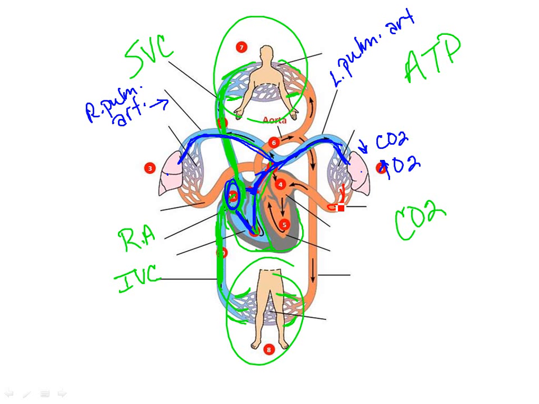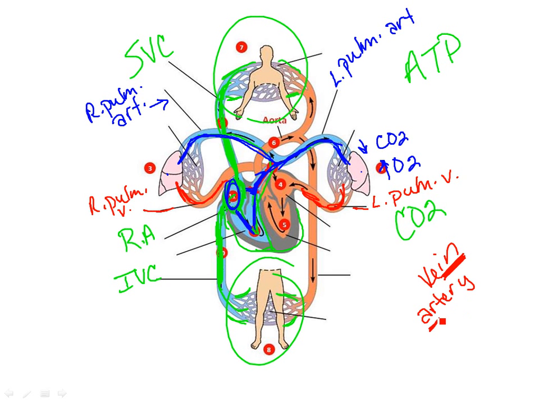And we're going to return that oxygenated blood back from both lungs through the left pulmonary vein and the right pulmonary vein. Now, you know those are veins. Why? Veins bring blood back in. V-E-I-N brings blood back in. A-R-T-E-R-Y, A for away. Okay, so arteries take blood away from the heart, veins bring it back in.